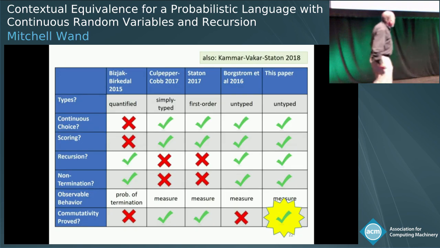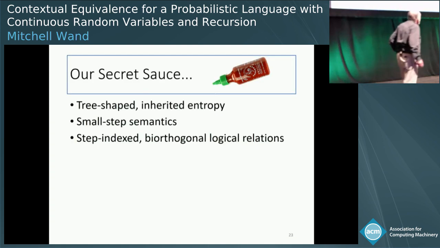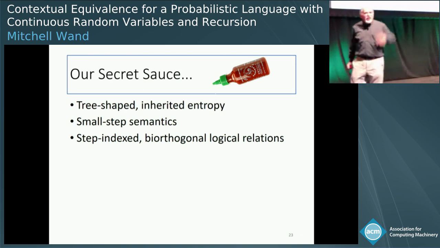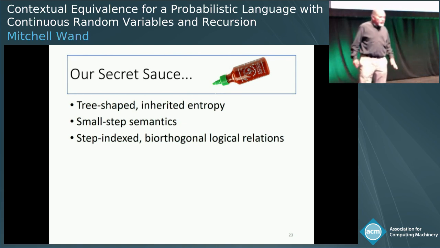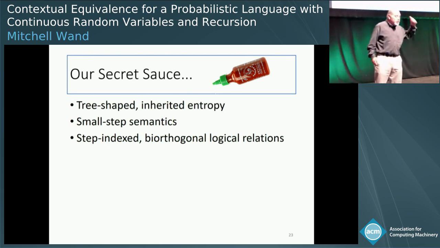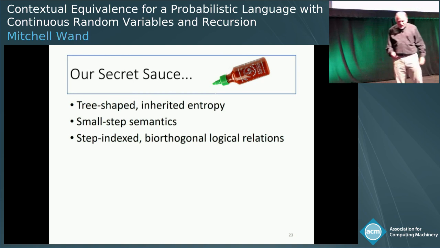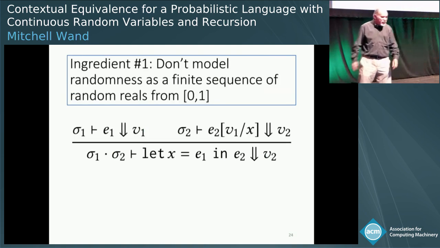Okay, so if we are going to give ourselves a gold star, one thing I should communicate to you here is what our secret sauce is, right? Which, of course, I've accidentally shown you the slide 3 times now. Okay, so our secret sauce has 3 main ingredients. We use tree-shaped inherited entropy. We use small step semantics, and we use step-indexed biorthogonal logical relations, okay, which is less complicated than it sounds.